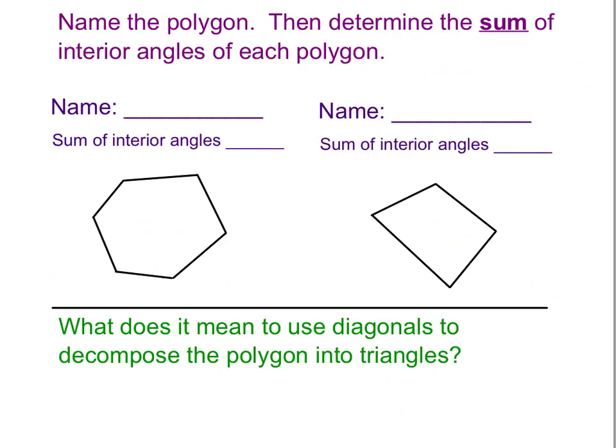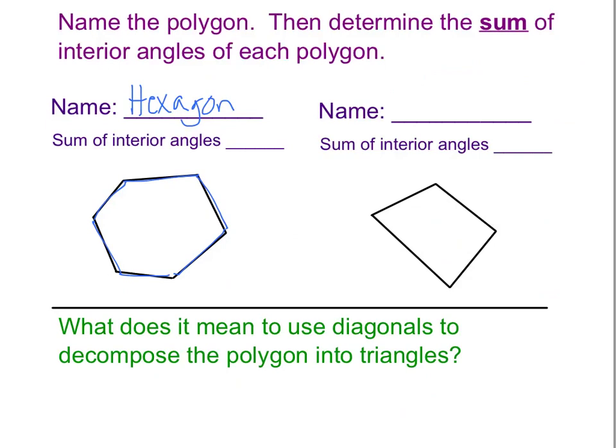Name the polygon, then determine the sum of the interior angles of each polygon. This is probably one of the harder things. Remember, you name a polygon by the number of sides. So let's first count the sides. There's 1, 2, 3, 4, 5, 6 sides. 6-sided shapes are called hexagons. This is definitely something you're going to want to memorize, all of the names for the shapes.